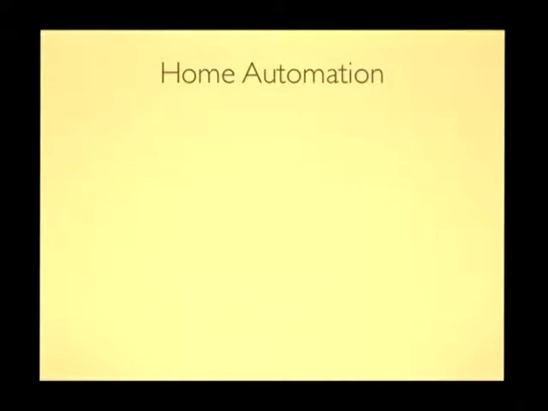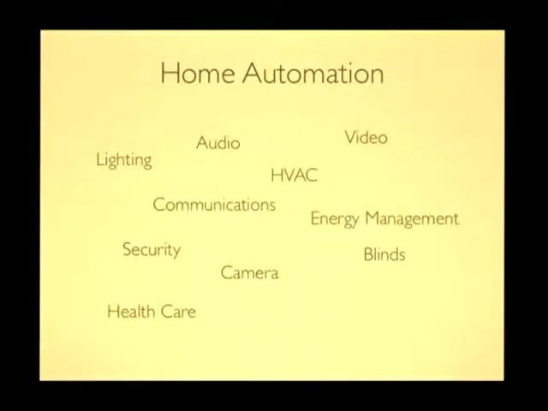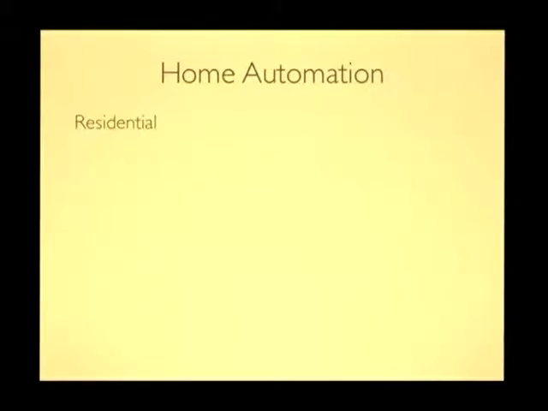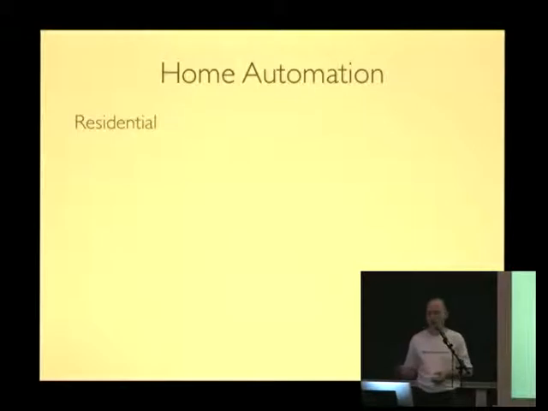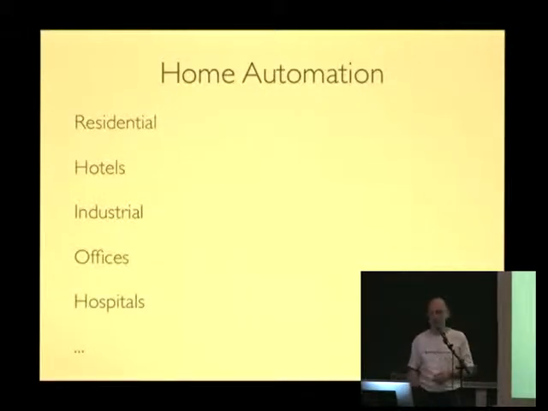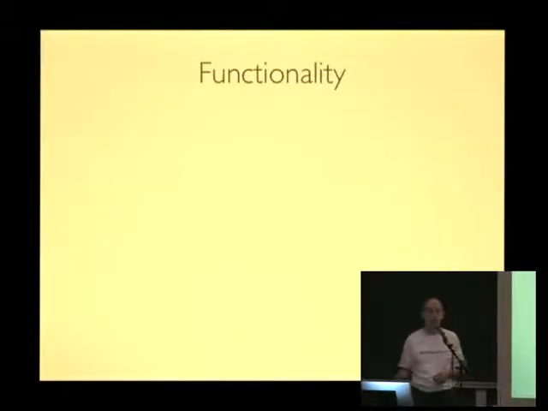So home automation. Basically, we want to control all those things: the lights, the blinds, the heating, home audio, video, stuff like that. And we say home automation, so we think the home, residential market, but clearly the same technology, the same needs apply to hotels, industrial, things like smart metering, which tie in nicely with home automation, offices, hospitals, many more.